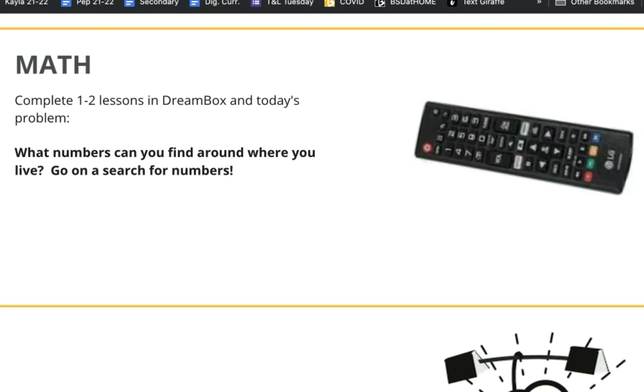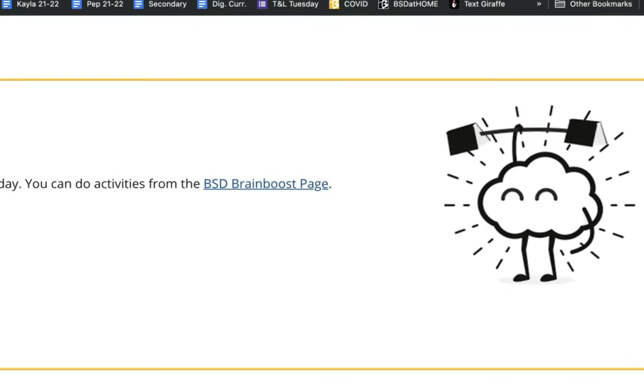After we're done with that, we're always going to have a math problem. So today's math problem is this. What numbers can you find where you live? Today, you're going to go on a search for numbers. So here's an example over on the right. We have a remote control. On my search for numbers, I happened to find a remote control by the television, and there are numbers on there. So that's one of the places I found numbers in my home. So I want you to go around and see where you can find numbers in your home.